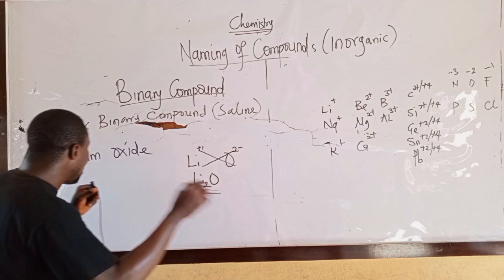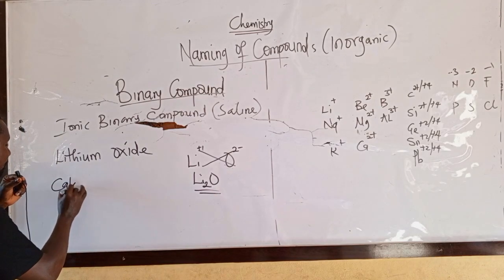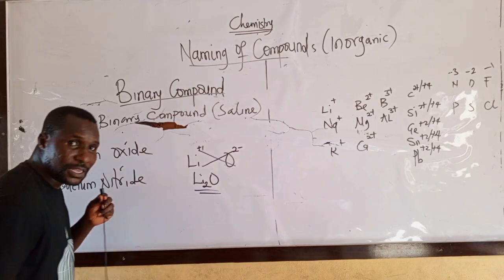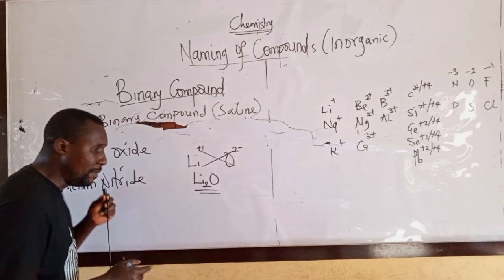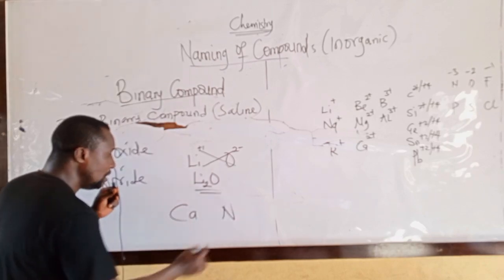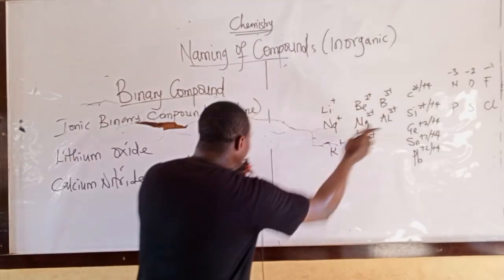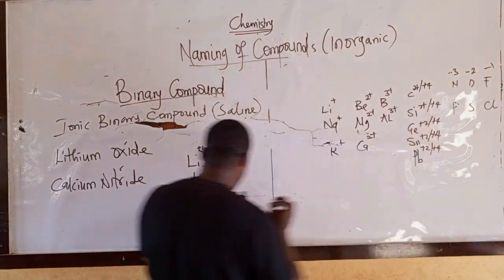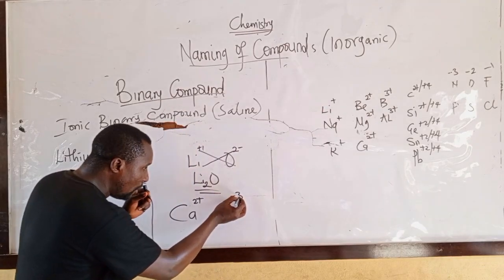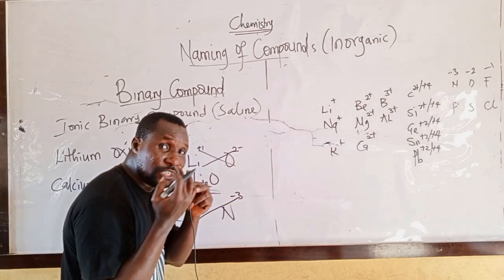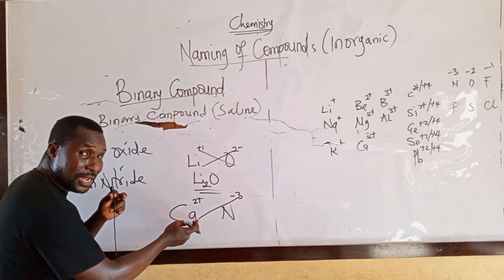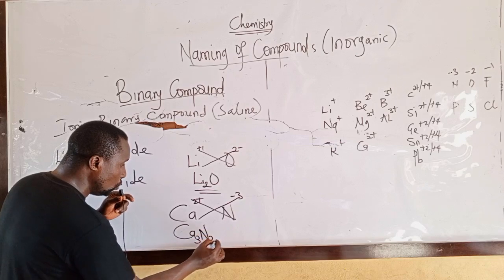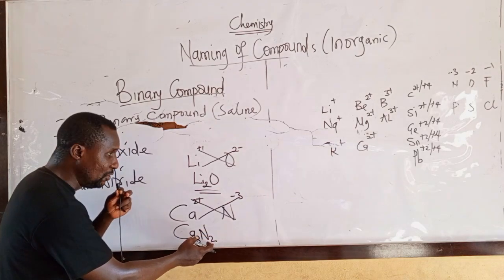If they ask you the chemical formula of calcium nitride, you should know calcium and nitrogen, two elements. The oxidation number of calcium is +2. Nitrogen, group 5, oxidation number -3. The valency, the combining power, will come down. This one will go here. We have Ca3, then N2. That means calcium nitride. Can you see?